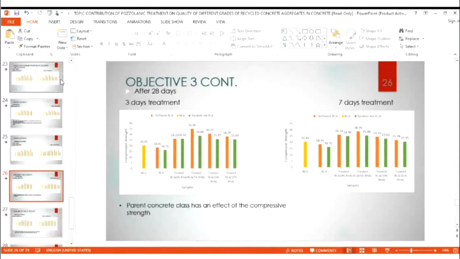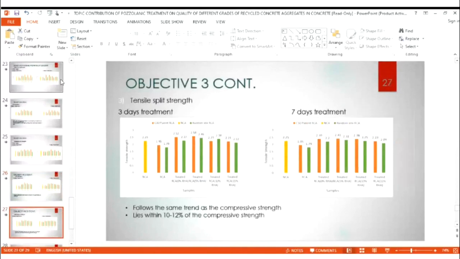And also it can be seen that the RCA from the parent class C30 was found to have better results than the random site RCA, indicating that the parent class of the concrete has an effect on the compressive strength. Also, the same case applied to the tensile strength, and the tensile strength lay within 10 to 12% of the compressive strength.